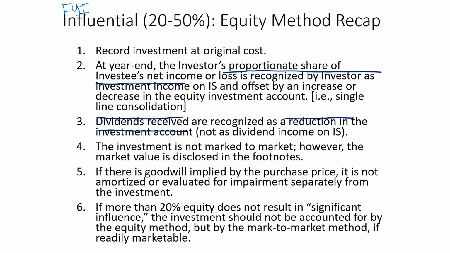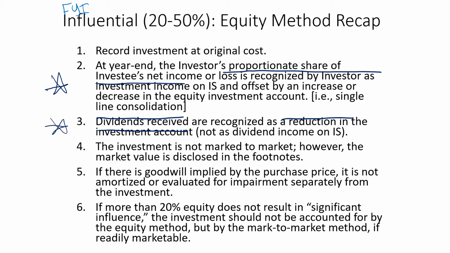So if you own between 20 and 50%, you have influence. And so the investment is recorded at its original cost, but at year end, you take a proportion of the net income or the net loss as your own. So whatever your percentage ownership, you take that percentage times the company's net income or net loss, and you include it on your income statement as your income because you influence the happening of it. It also increases the investment in equity investment account as well.